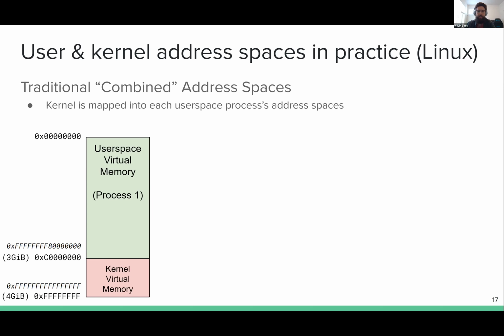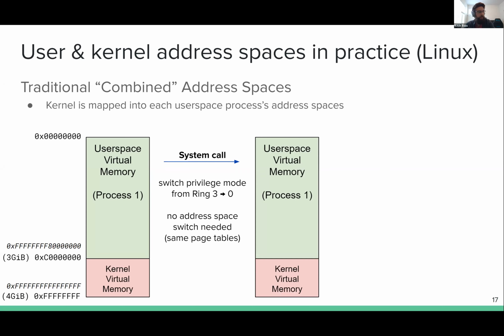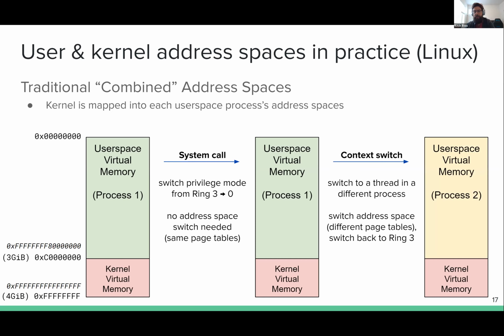So you had this combined address space. What that meant is when you did a system call, basically when you switched from ring 3 to ring 0, you didn't have to change address spaces, because the kernel, its code and data, was already mapped into the current address space. That made it really fast to do a system call. Similarly, when you did a context switch, specifically from one thread to a thread in a different process, a different address space, all you had to do was switch address spaces for this top part, just the user space virtual memory. The kernel virtual address space would stay the same because there's just one per system. So this is pretty simple.